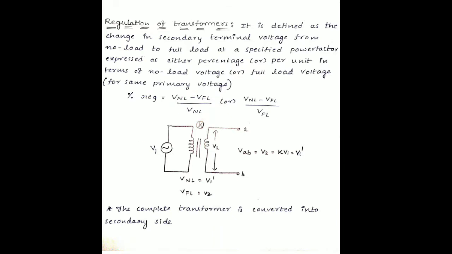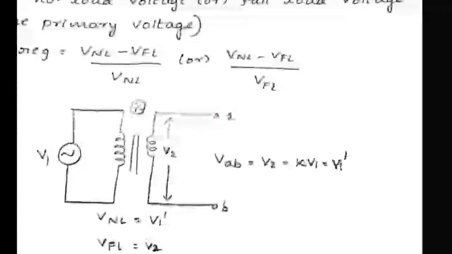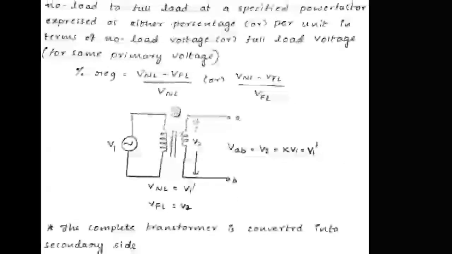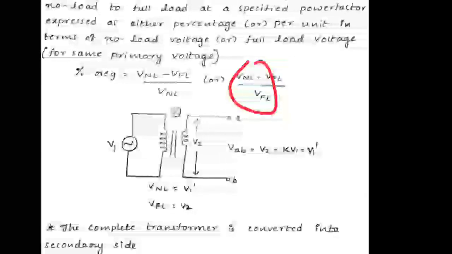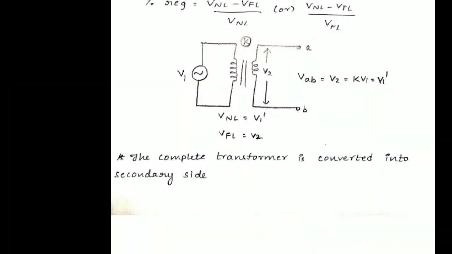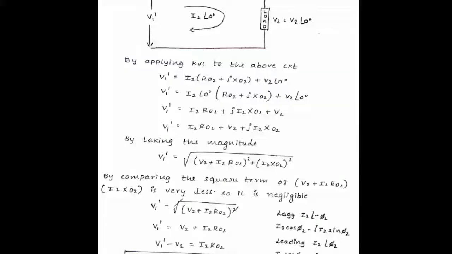Suppose instead of this formula, you use VNL minus VFL by VFL. Here you can easily understand that VFL is less than VNL. Therefore, the value of VNL minus VFL by VFL will definitely give a larger regulation. So this is called regulation up. Likewise, we can define the regulation up and regulation down of the transformer. Coming to the next.